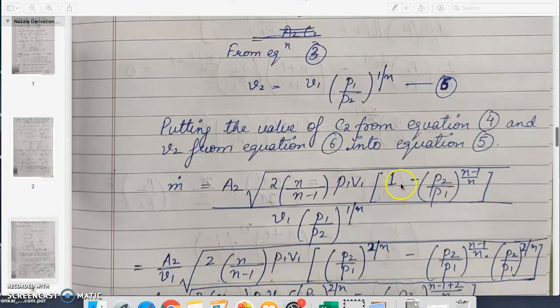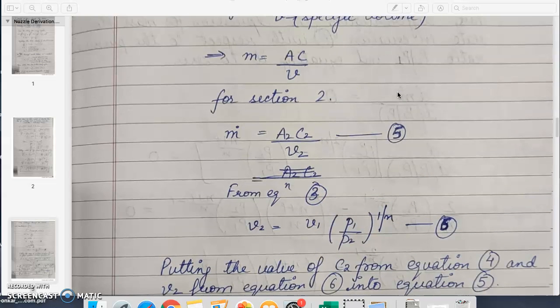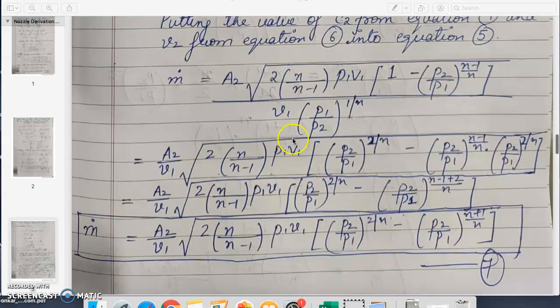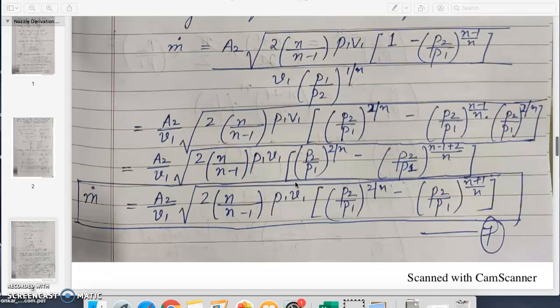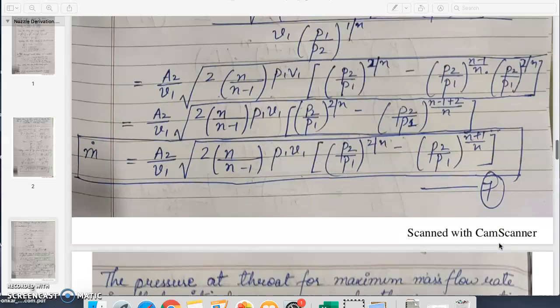Fine. And V2 from equation 6, so V2 from this equation 6 into equation 5. What is equation 5? This is equation 5, right? So m dot is obtained as this. The value of C2 is this, and this is V2. Putting these values, we get this. And now we have taken some steps, like we have taken this to the numerator, and this V1 as already A2 by V1 has come from here, and then we have powers, and we have got this one, and then finally we get m dot as this, and we have named this as equation 7.